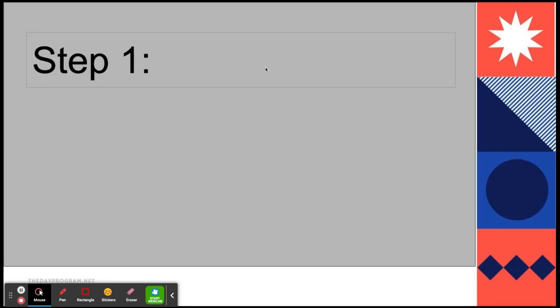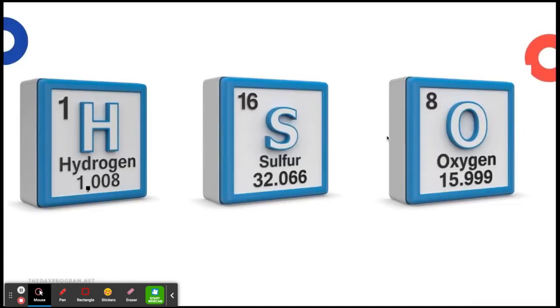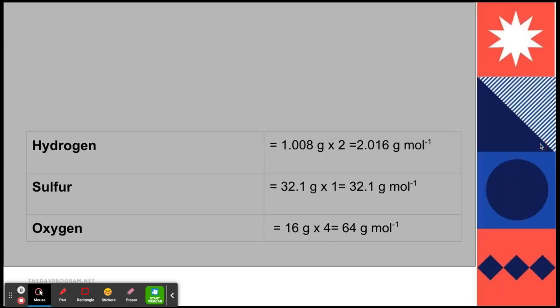First step is number one, of course, right? And we're finding the atomic mass for each element in the compound. Where and how? The periodic table made it nice and simple. So you just write down each individual atomic mass for each individual element. After step one is step two.